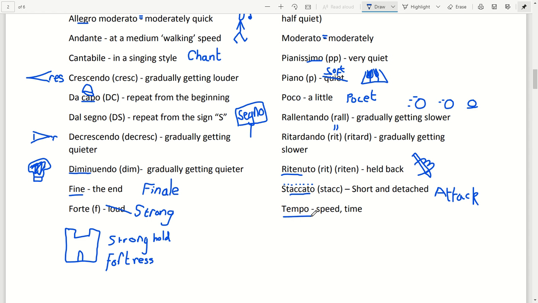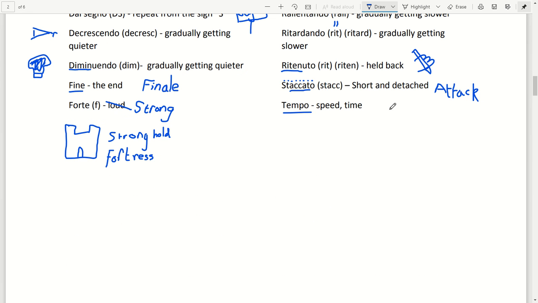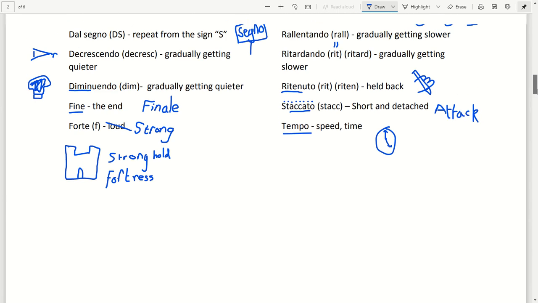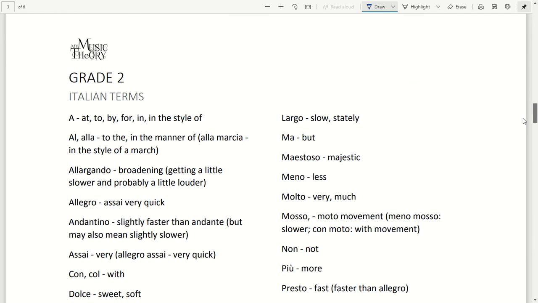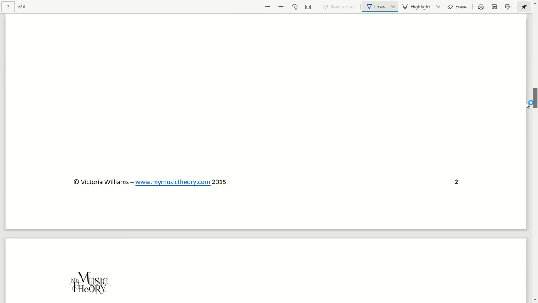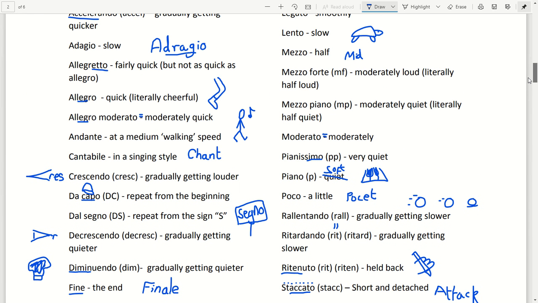And tempo we've already done as the first thing for a tempo, which is just time. It's the time of the piece, it's the speed. A little clock face. There we go. The reason I'm going to go through all of these, and I'd recommend you do the same for grade 1, grade 2, remember only to do the Italian terms, as we won't be tested on the French and the German terms.